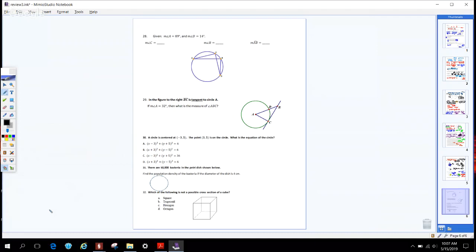28. Here it tells us that A is 89. D is 14. That doesn't really help us. So we know that A and B share the same arc. So A and B have to be the same. We also know that if D is 14, ACB and ADB share the same arc. So this has to be 14. And then arc to angle, we multiply by 2. So AB is 28.